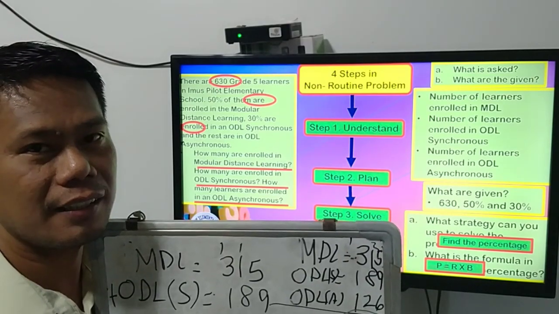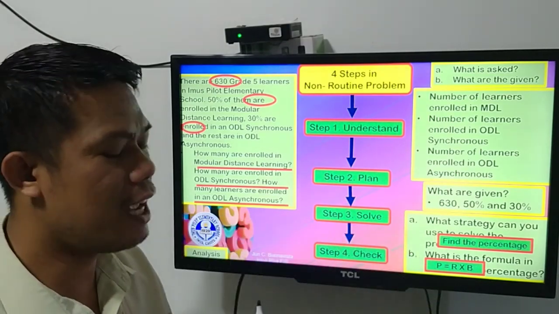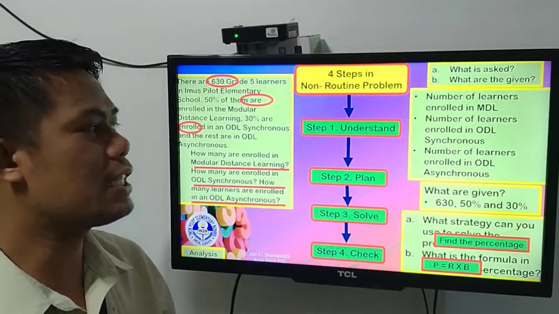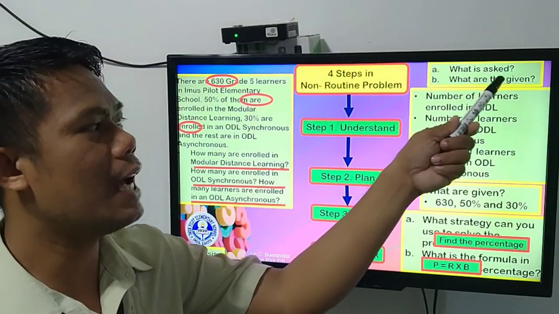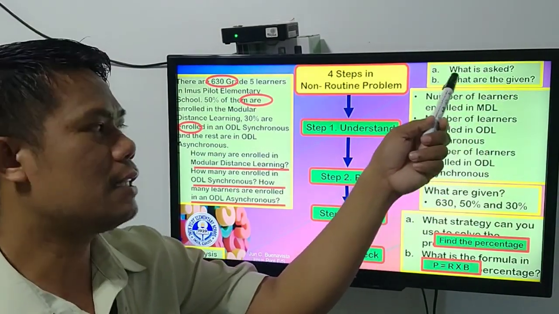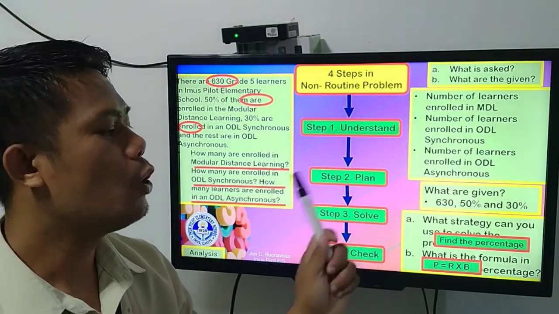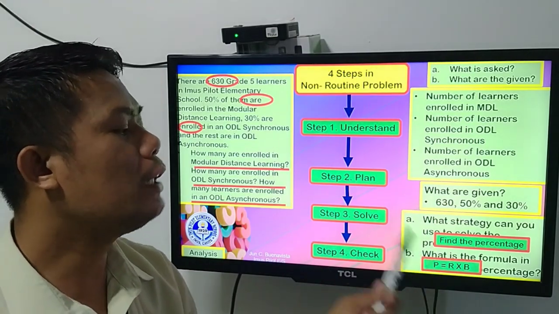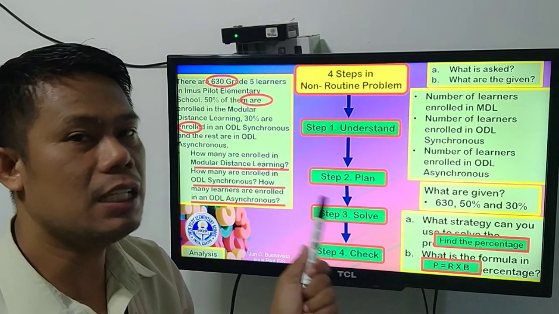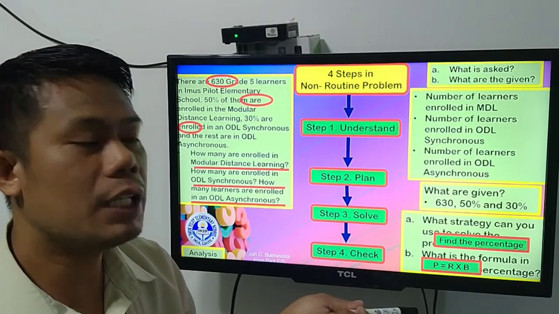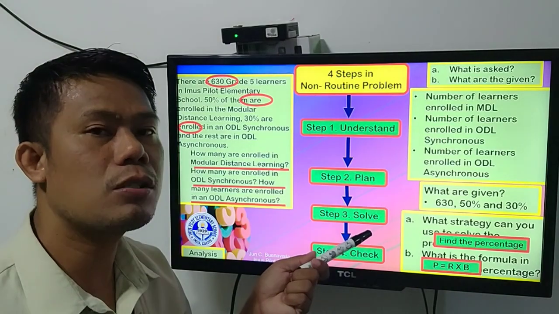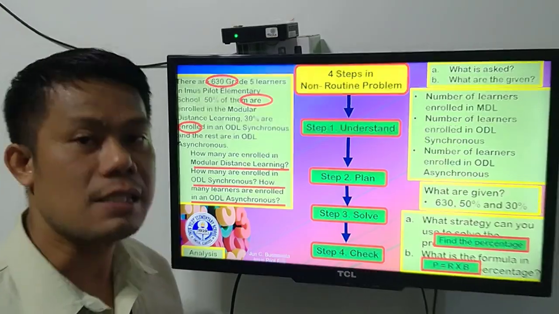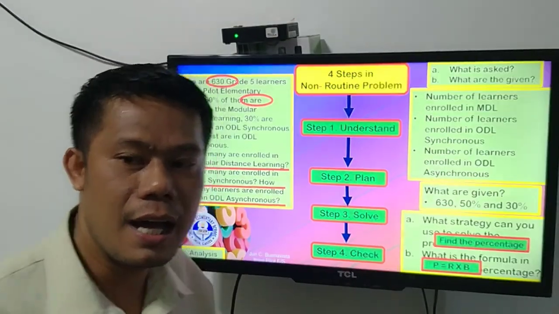Any question? Are you sure? So again, what are the steps in solving non-routine word problem is, first you understand. Under the understand, you're going to know what is asked and then what are the given facts. Then the second step is plan. How do we plan? We're going to find the strategy that we are going to use in order to solve the problem, and what is the formula needed in order to solve the problem. Then after that, you're going to solve. And then after you've solved, you're going to check or look back at your answer if it makes sense. Is it understood?